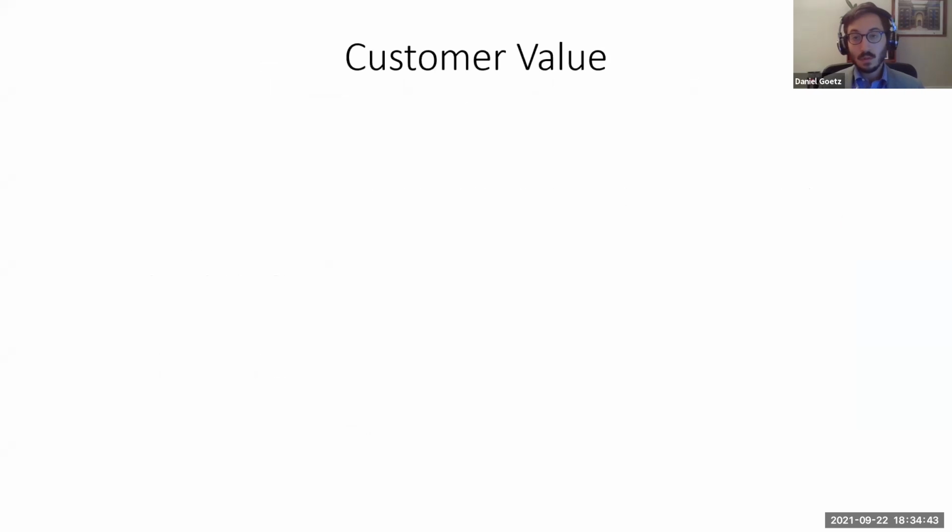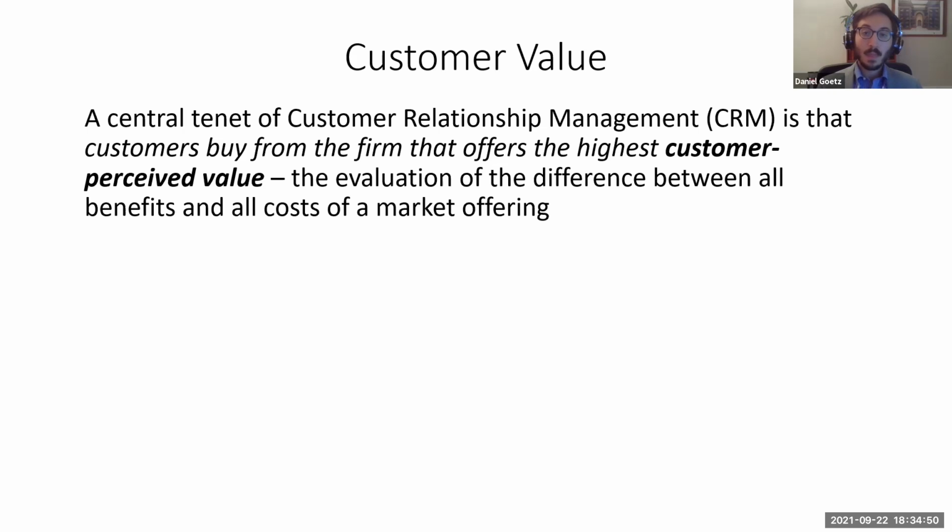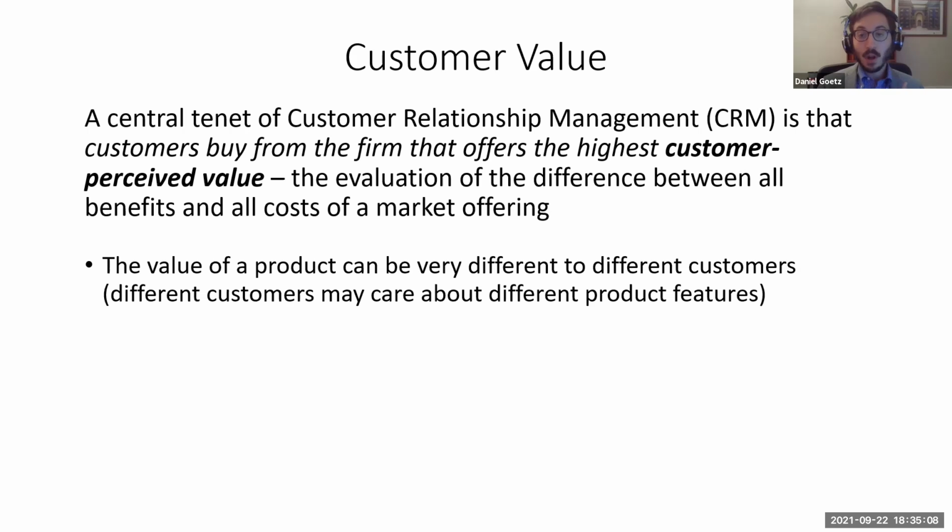So let's come to our main concept for customers' rational decision-making process, the idea of customer value, right? The simple idea is that customers buy from the firm that will offer them the highest customer perceived value. What is customers' perceived value? It's the evaluation of the difference between all the benefits and all the costs of the market offering, okay? Value of the product can be very different to different customers, right? People can care about different product features. And that's why we call it customer perceived value.